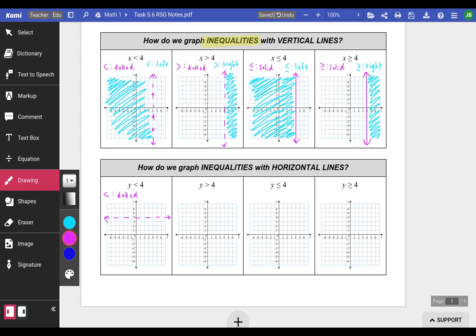And now here, we can think of this like we did before. This less than symbol means I'm going to shade below. Now that this is a horizontal line, it makes sense to think of above or below. So less than, just like before, is going to tell us below the line.